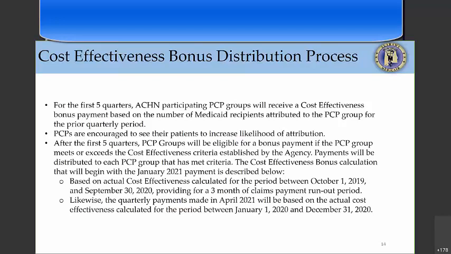Subsequent payments beginning in April 2021 will be based on actual cost effectiveness calculated for the period between January 1, 2020 and December 31st, 2020, again allowing for 3 months of runout. This process will continue for each quarter on a rolling 12-month basis.